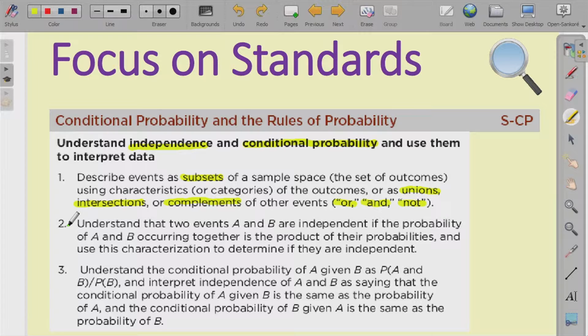In Standard 2, students are looking at the idea that two events are independent and linking that to the notion that the product of their probabilities gives the probability that they both occurred, and understanding that that's true if and only if the events are independent.